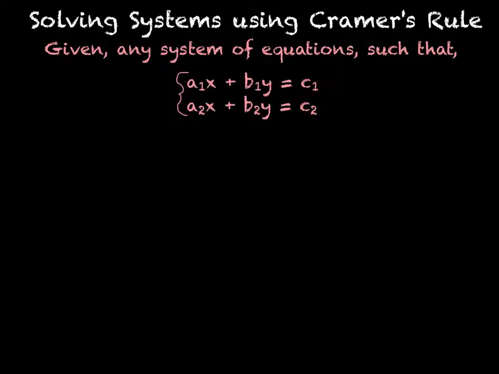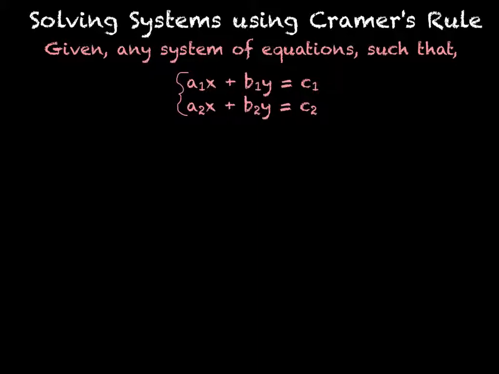Solving systems using Cramer's rule. For any given system of equations such that a sub 1 x plus b sub 1 y equals c sub 1 and a sub 2 x plus b sub 2 y equals c sub 2, we can solve this system using determinants. When we use determinants, that's called Cramer's rule.